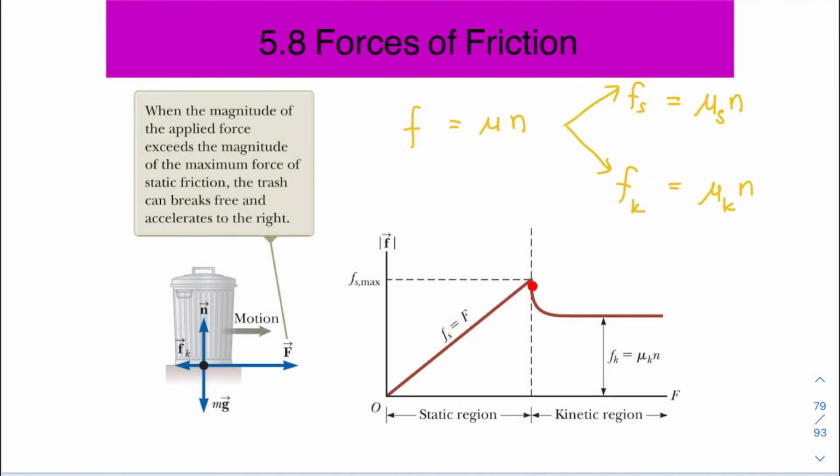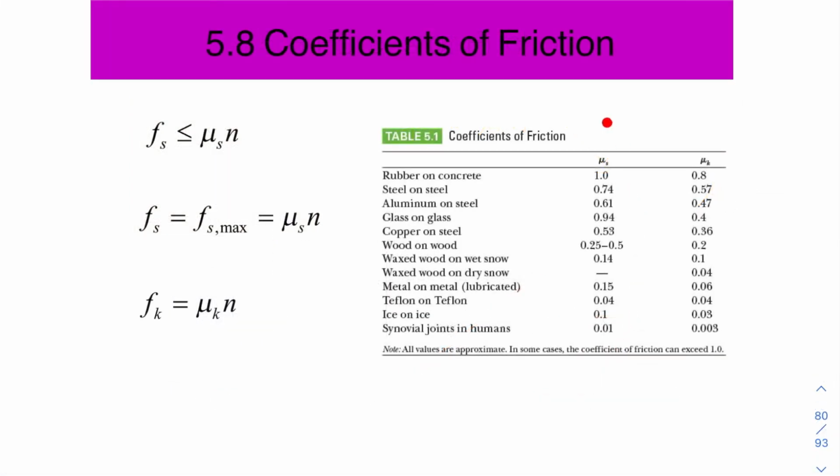When the object is already in motion, the static frictional force just now changes into kinetic frictional force. Within this proportionality region, we call it the static region, which means the object is not yet in motion. Here now, the object is already in motion, and the value of Fk remains the same throughout the motion. Always, Fk is less than Fs maximum. So this is the value of the coefficient of friction.